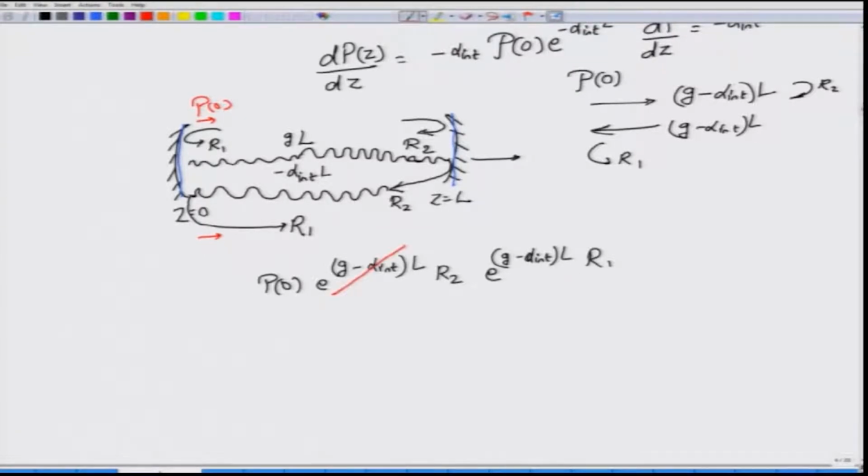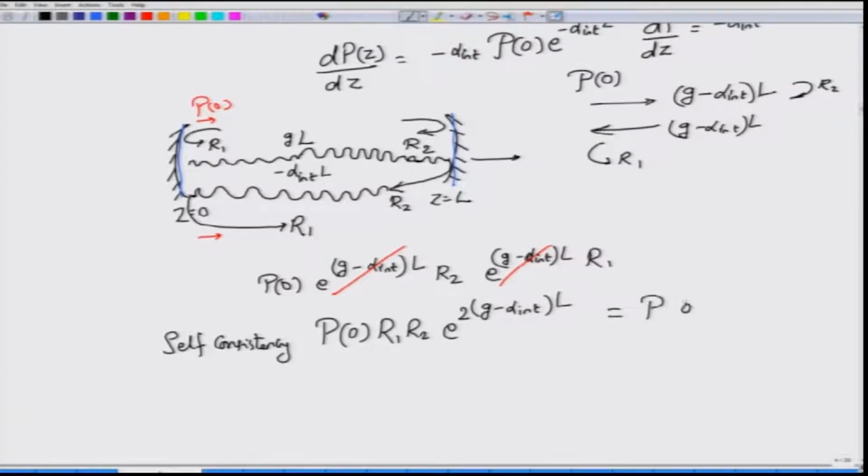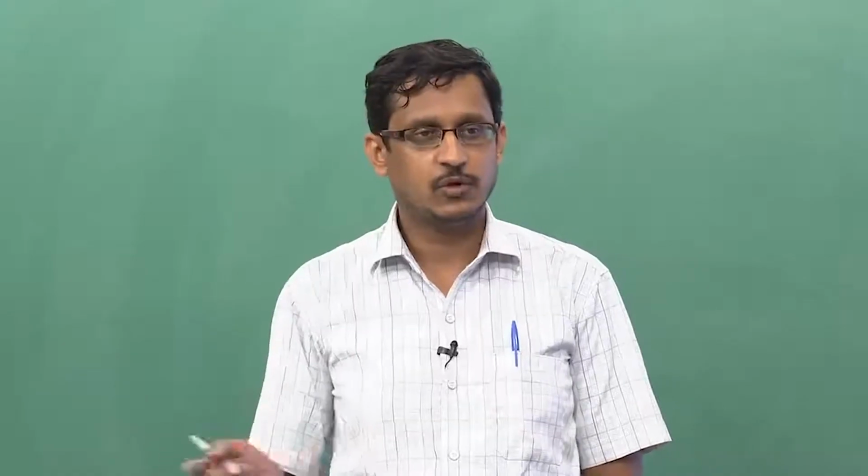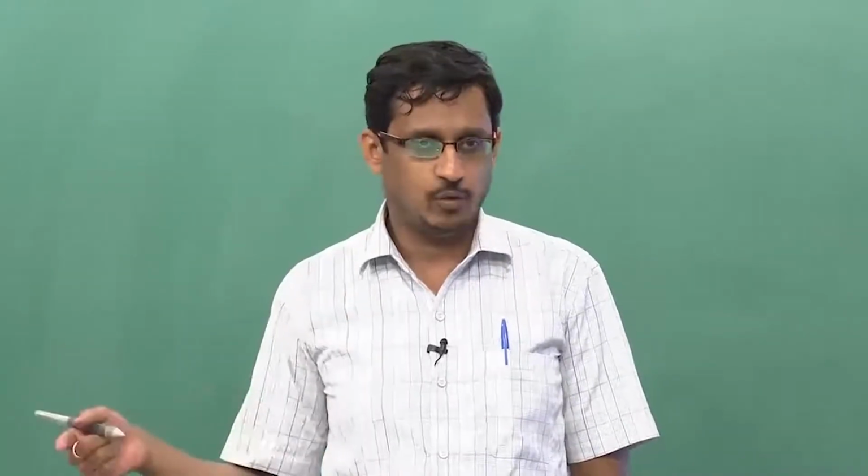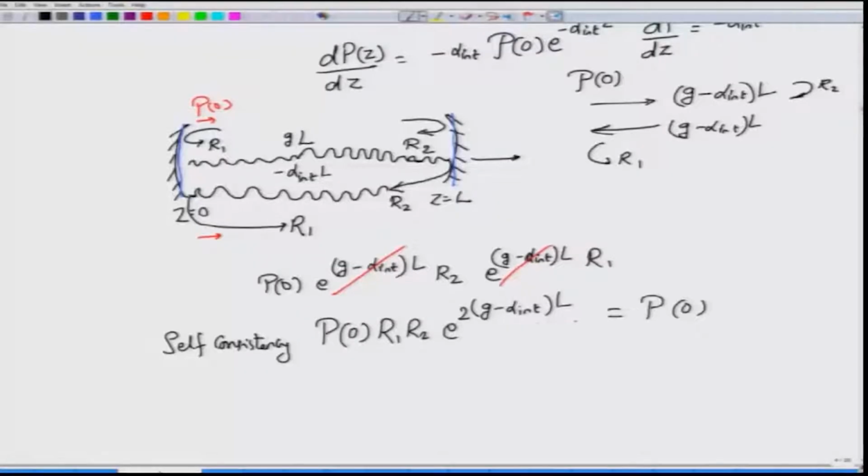Of course, I can combine this and this into a single exponent, and what I get is P of 0 R1 R2 e to the power 2 times g minus alpha int into L. Now, sustaining condition or self consistency simply means that this must be equal to P of 0. If it is less than P of 0, then after about 3 or 4 more round trips, it will simply die down, because R1 and R2 are never greater than 1. And if this number is less than 1, then you will not be able to get any gain. So, it simply keeps dropping, eventually it goes to 0.